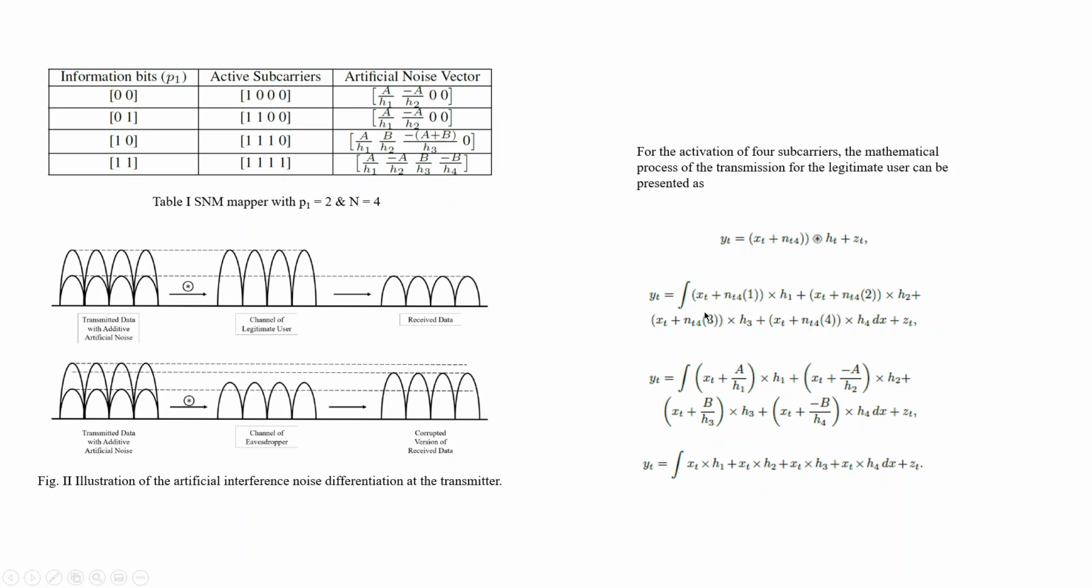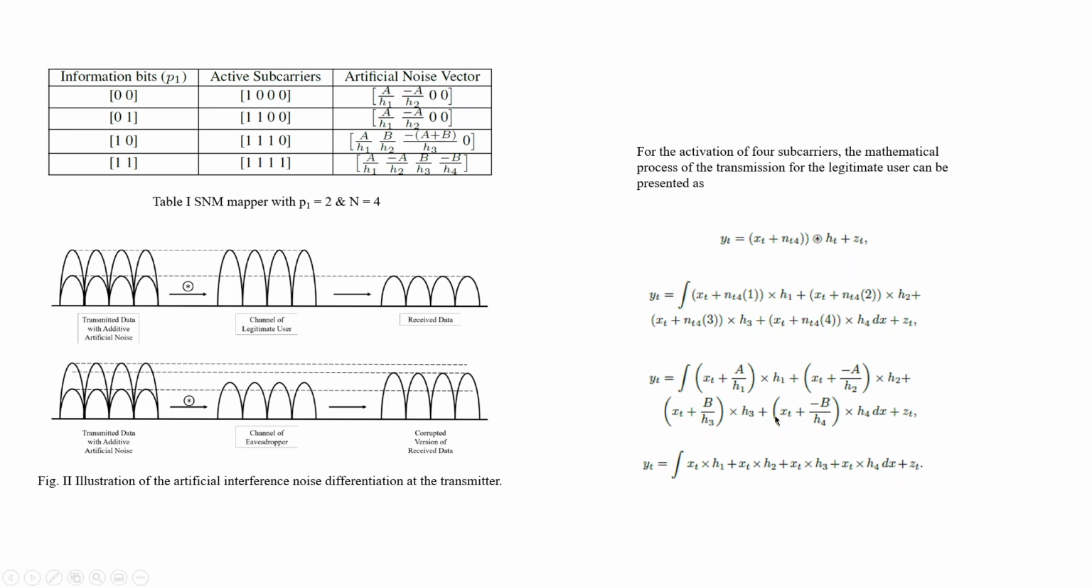So what we have here is xt plus a over h1, because this is the first index of the N4 matrix, times h1, plus xt plus minus a over h2 times h2, plus xt plus b over h3 times h3, plus xt plus minus b over h4 times h4, plus zt, which is our noise. Eventually these h values, h1, h2, h3 and h4, cancel each other, and what we come up with is our pure transmitted signal for the legitimate receiver.